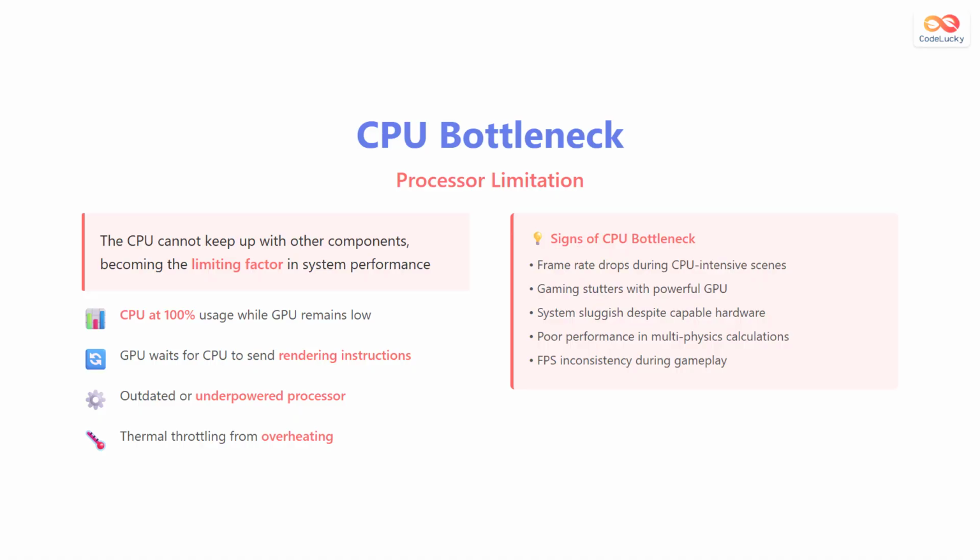A CPU bottleneck occurs when your processor cannot keep up with other components. Signs include your CPU running at 100% usage, while your graphics card sits idle. Gaming stutters despite having a powerful graphics card, and overall system slowness. This typically happens with outdated processors or systems experiencing thermal throttling from overheating.